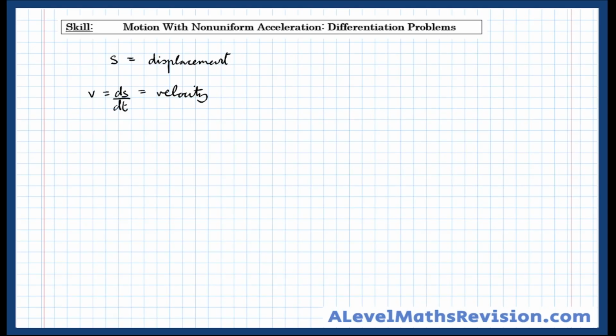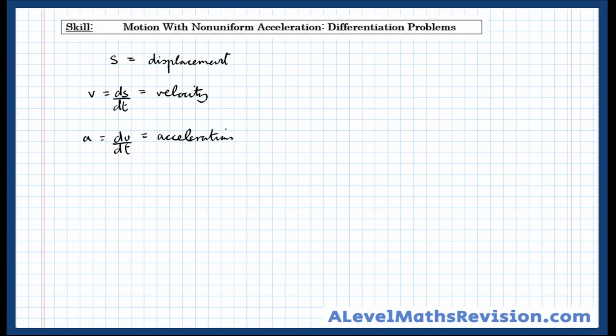And then acceleration is the rate of change of velocity. So a is the differential of velocity with respect to time. So a is dv by dt, which gives us acceleration. So that's how they're related. If you differentiate displacement, you get velocity. If you differentiate velocity with respect to time, you get acceleration.